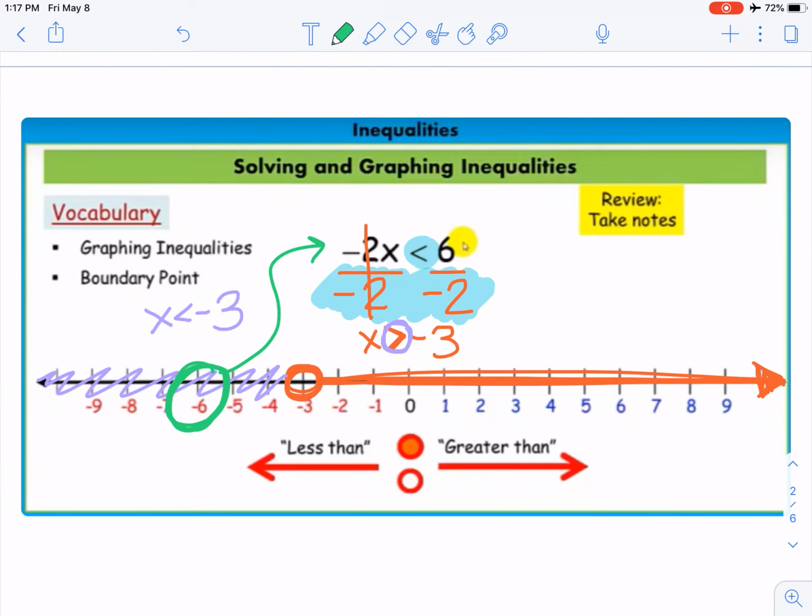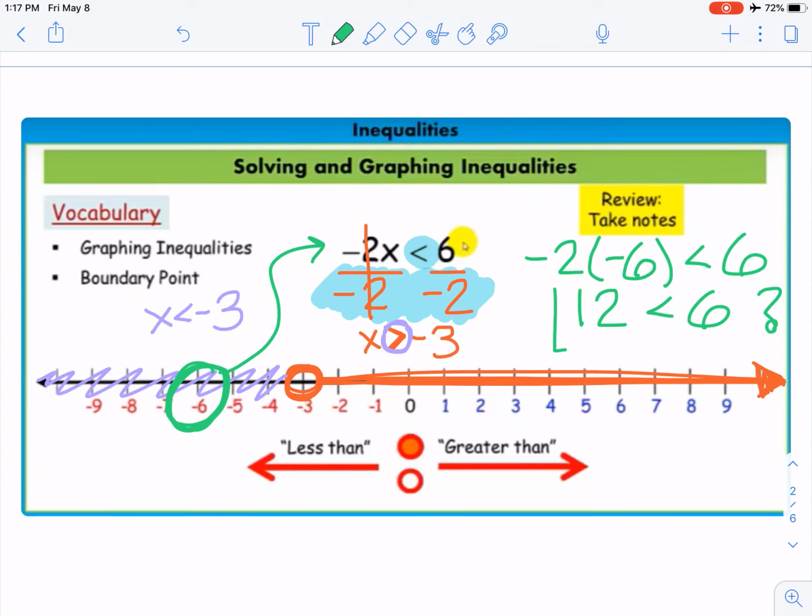When I plug negative 6 in, I get an expression that says negative 2 times negative 6 should be smaller than positive 6. I know that negative 2 times negative 6, a negative times a negative, is going to give me a positive answer, in this case, positive 12. Is positive 12 less than 6? Does that make sense? No. This is an untrue inequality. 12 is not less than 6. So that should tell me that something is wrong, either with my solving or my shading.